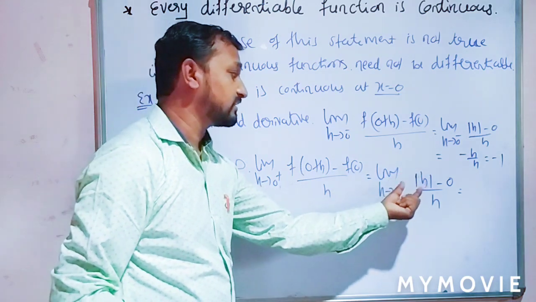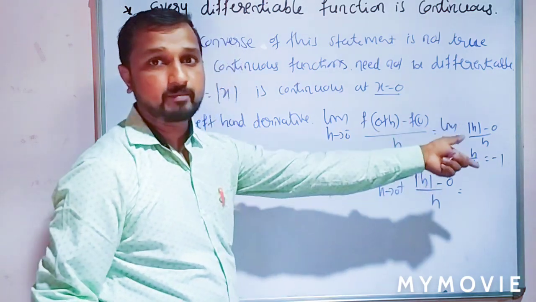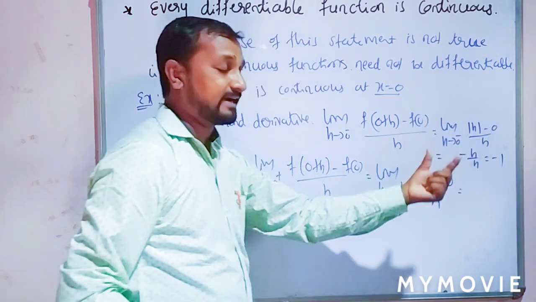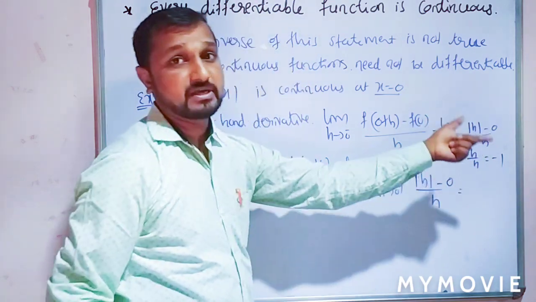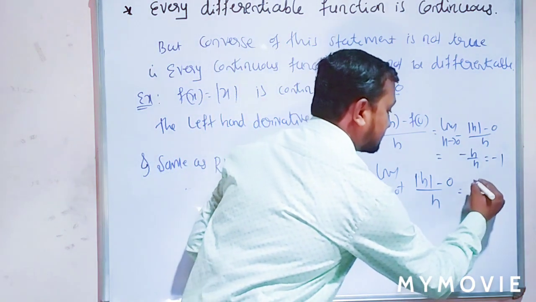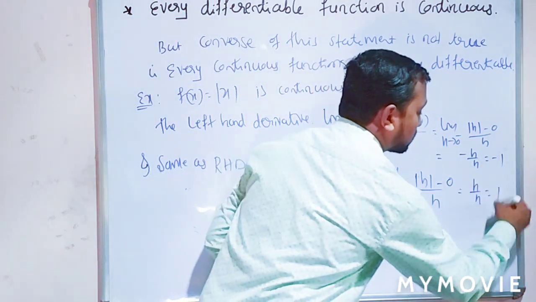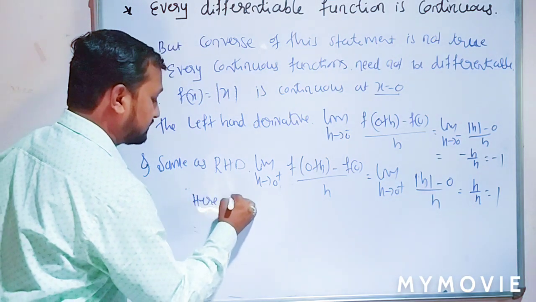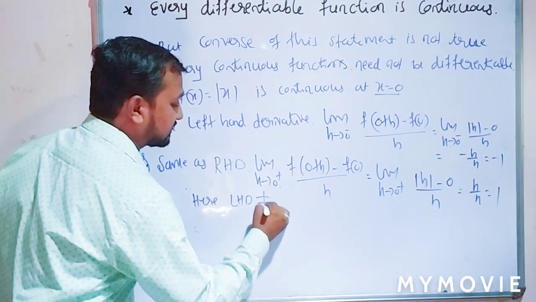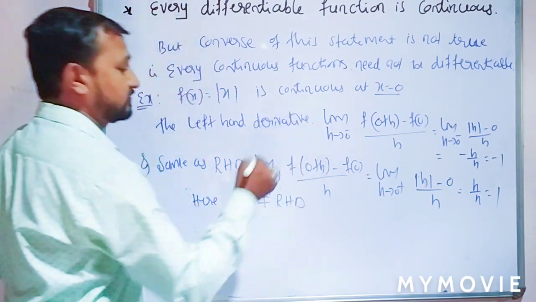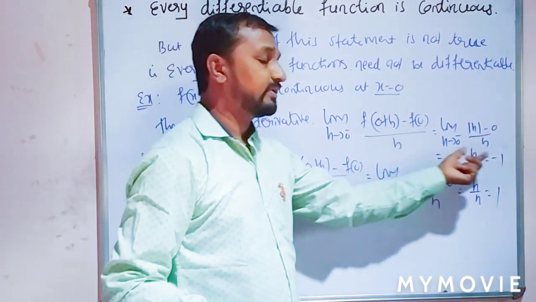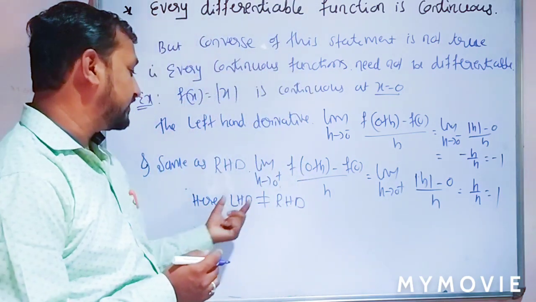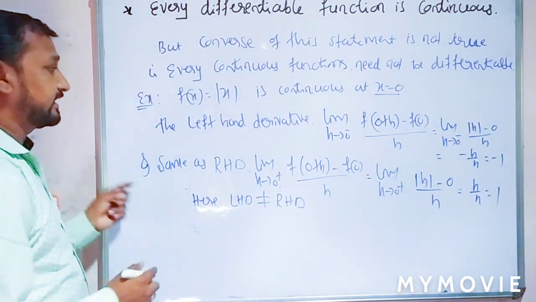On the right hand side the modulus function should be positive. On the left hand side, mod h is minus h, and for the right hand derivative, mod h should be positive, so h divided by h is equal to 1. Here the left hand derivative is not equal to the right hand derivative. It is clear that the left hand derivative is minus 1 and the right hand derivative is plus 1. It is clear that the left hand derivative is not equal to the right hand derivative.